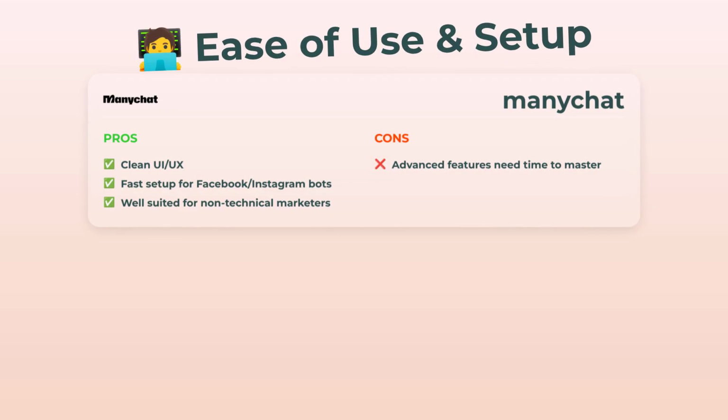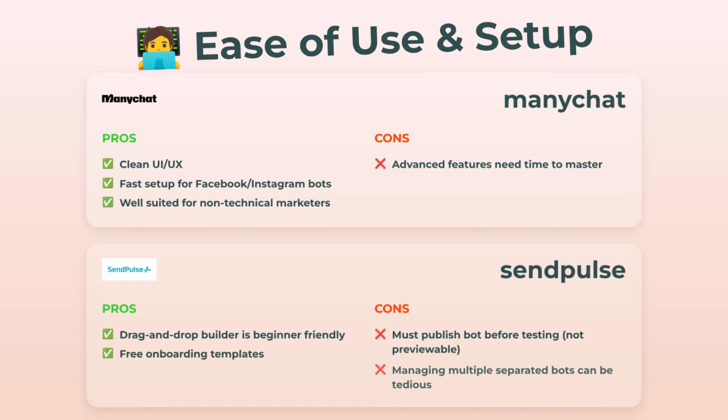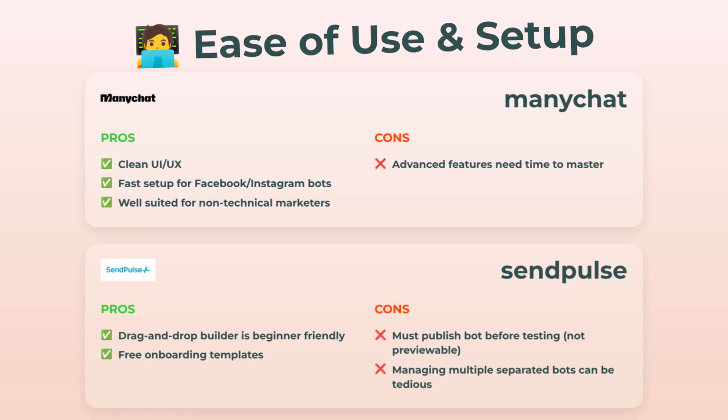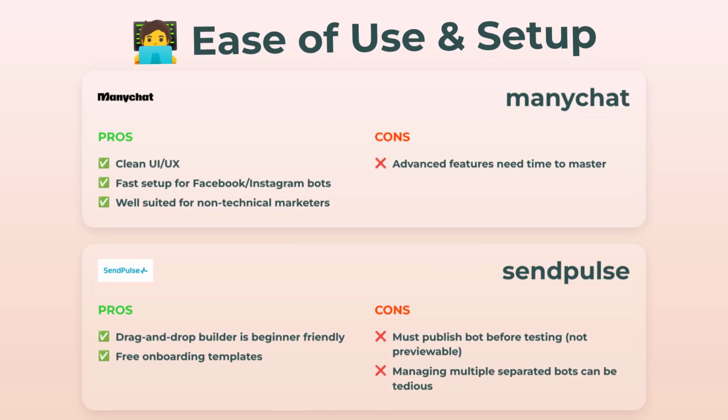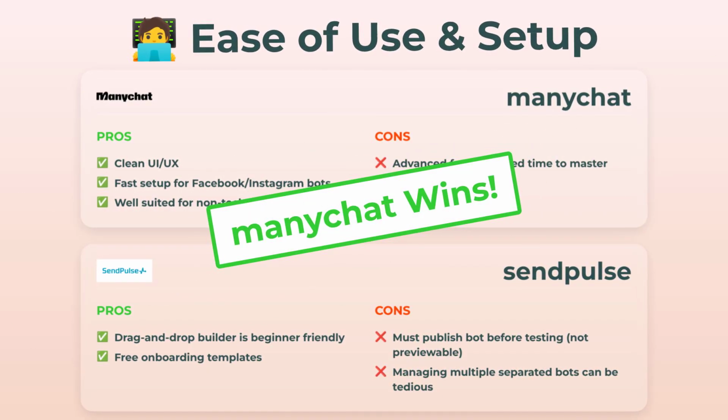On SendPulse, you get that drag-and-drop builder, which is kinda idiot-proof. And they hand you some free onboarding templates, so you're up and running fast. Though, to test changes, you gotta publish your bot, which is a weird hassle. And juggling separate bots can get tedious. But overall, ManyChat is just a dash faster and friendlier up front. So it grabs the win here.